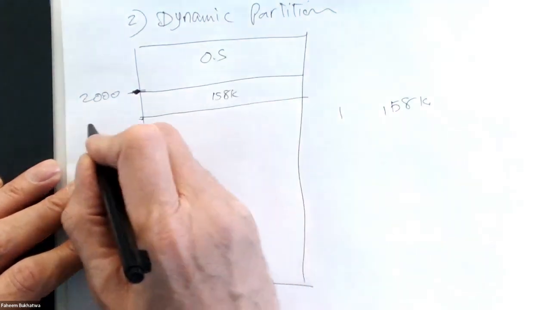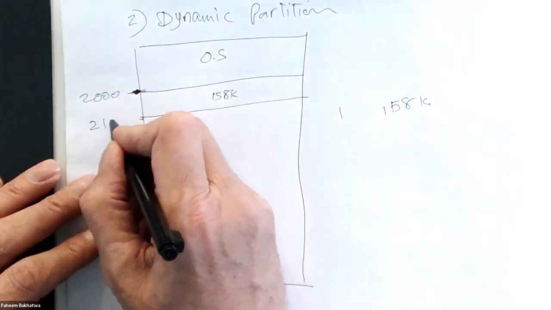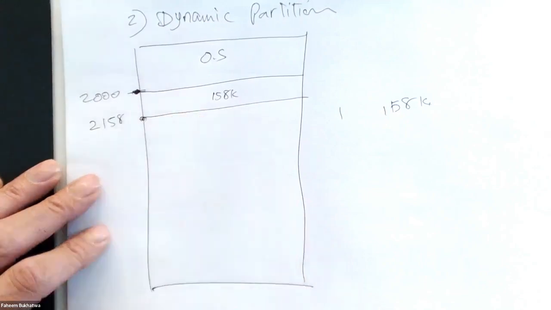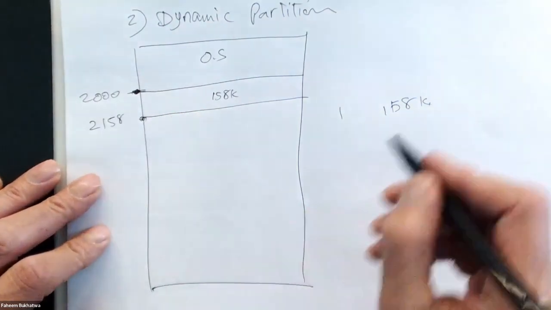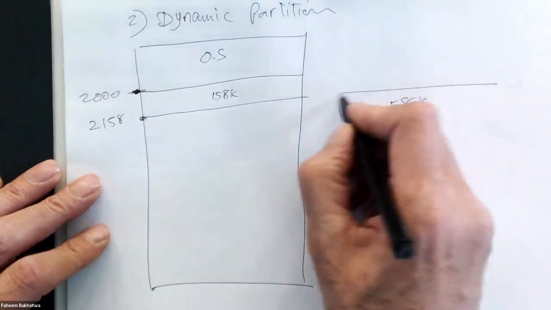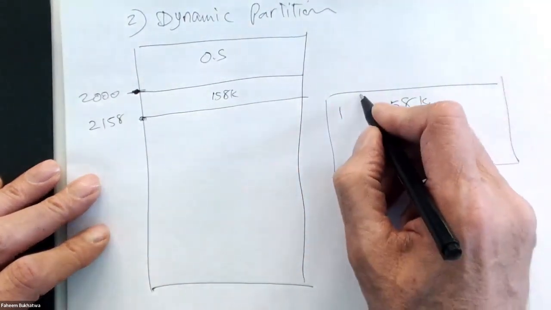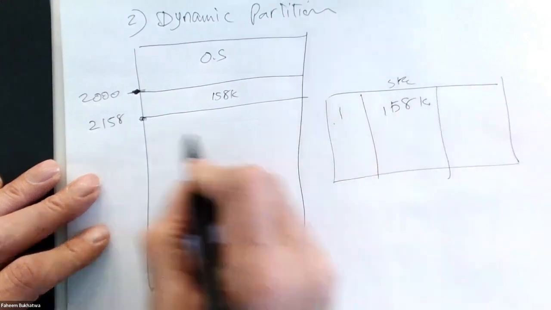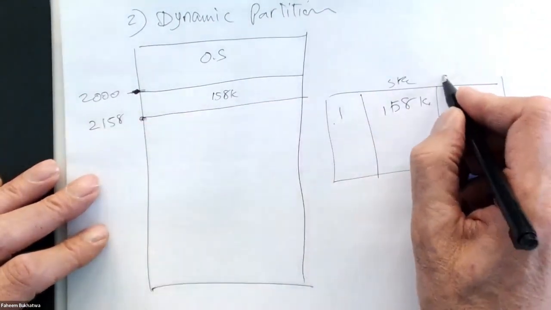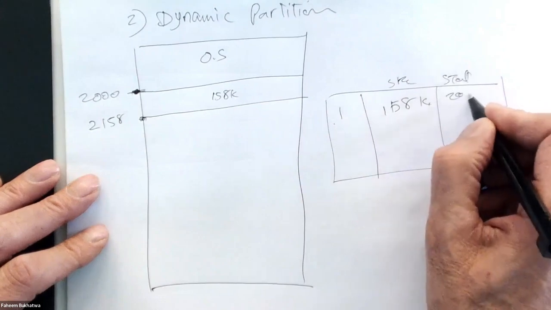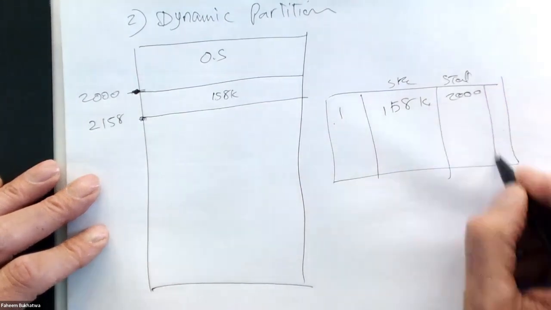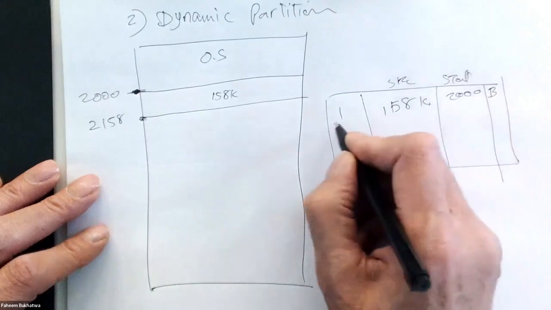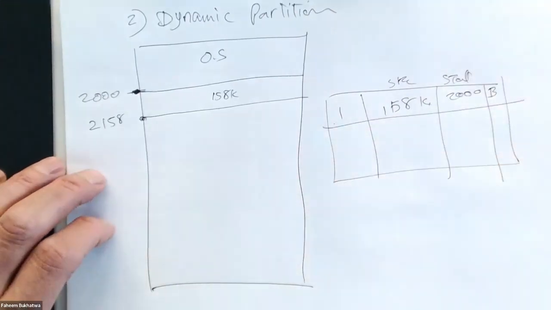So this must end at, say, 20,158. That's exactly where it ends. Now, it creates a table and starts keeping this information. Process number 1, its size is 158, and it starts at this location 2000. And this now becomes a partition, and now it's busy. This partition is busy. The rest of it is all free.